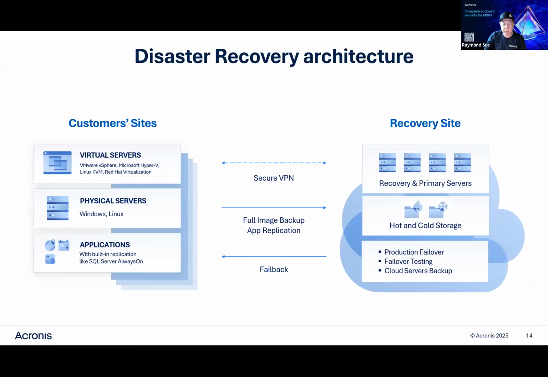When it comes to your disaster recovery architecture, with Acronis, we can protect your virtual servers, we can protect your physical servers, we can protect applications. We can provide you with what we call recovery servers. These are going to be clones of your production environment. And then we also have primary servers. These are virtual servers that are deployed in the Acronis data center to host application nodes for other scenarios where an additional host is required. This could be for an AD server in the cloud, for customers that are still using on-prem SQL.